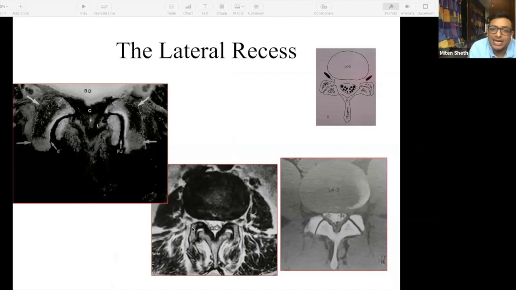Again, you see the lateral recess at the level of the facet joint, and you comment if there is any lateral recess stenosis or not. So you see here, the central canal is slightly compressed because of something growing over here. And if you see this side, the space is a little less as compared to this side. So that is basically what lateral recess stenosis is about.